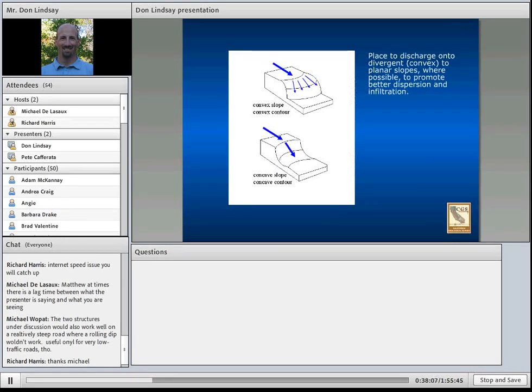Place drainage structures to discharge onto divergent to planar slopes where possible to allow for better dispersion and infiltration. This diagram illustrates the differences between divergent slopes, which would allow flows to be dispersed on the top, versus concave slopes, which would concentrate flows, shown on the bottom. Headwall swales and colluvial hollows are examples of concave slopes that you would want to avoid.